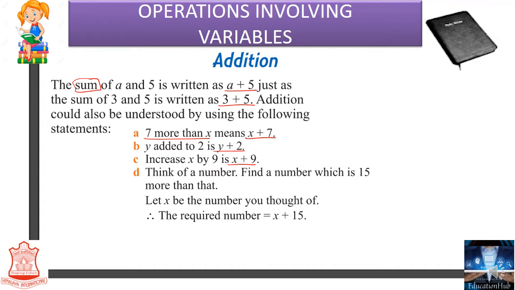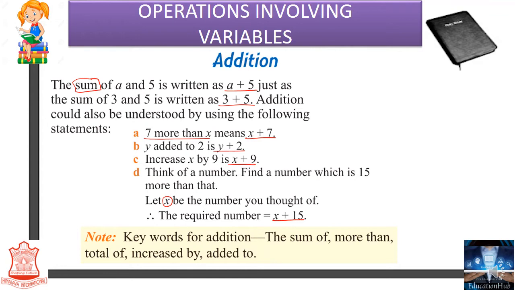D is think of a number. We'll think any number. Find a number which is 15 more than that. अब फॉर एग्जाम्पल अगर मैं 10 सोचूंगी, सो मुझे एक ऐसा नंबर ढूंढना है जो सिर्फ 15 ज़्यादा है, सो it will be 10 plus 15, right? बट हम कोई भी नंबर सोच सकते हैं, सो हमने कहा, हमने नंबर सोचा x. Now we have to find a number that is 15 more than that, तो हम x में 15 ऐड कर देंगे. Simple, right?